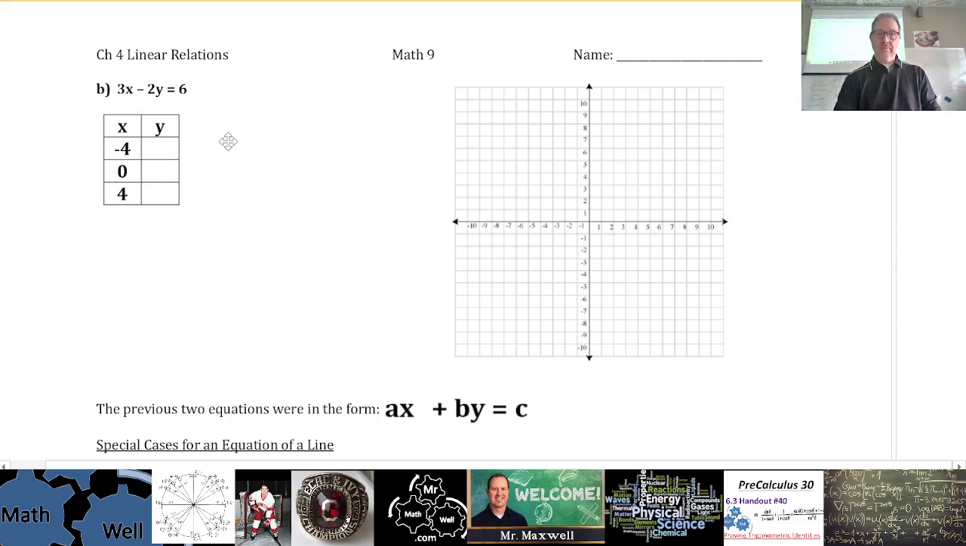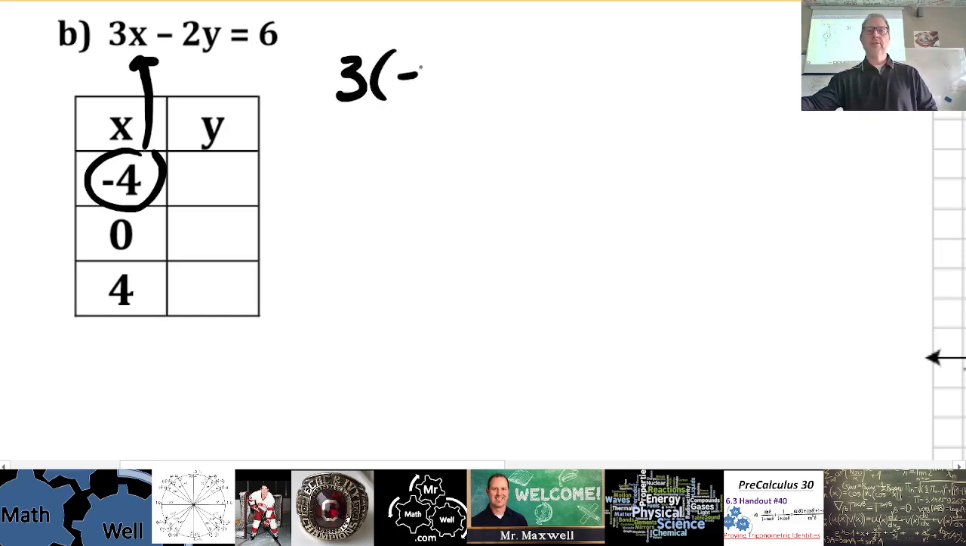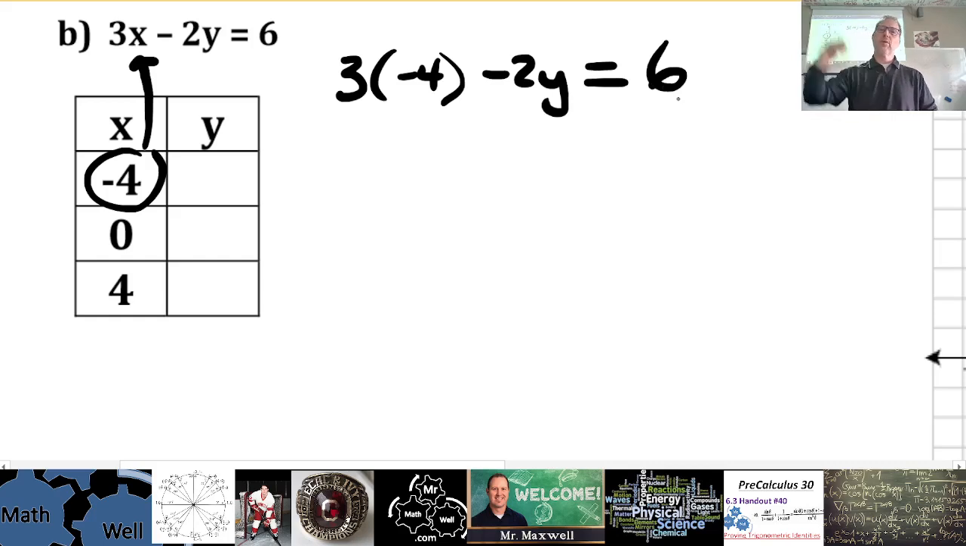Now, here's where we actually do need to rearrange or rework the equation a little bit in order to solve for y. So let me just show you again how to do that. I'm going to put negative 4 in for the x because it's in the x column. So I'm going to do 3 times negative 4 minus 2y equals 6. This is a super important skill for you to know how to do. In order to solve for y, we need to get y all by itself and positive. So when we get into chapter 6, you need to know how to do this.